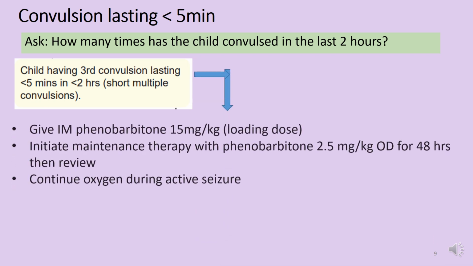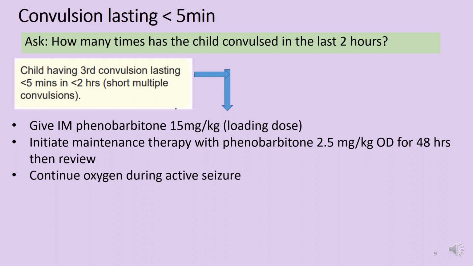So what do you give them? It should be IM phenobarbital at a dose of 15 milligrams per kg as a loading dose. And then this is followed by a maintenance dose of the same, which can be given orally or intramuscularly at a dose of 2.5 milligrams per kg daily for 2 days. Remember, maintenance doses usually are started 12 hours after the loading dose.